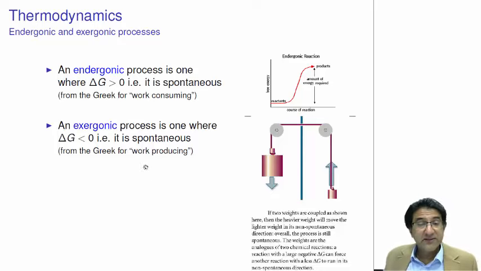The alternative is an exergonic process. Note, like exothermic. An exergonic process is one where delta G is less than 0, i.e. this is spontaneous. The previous one was not spontaneous, a typographic error. This is work producing.